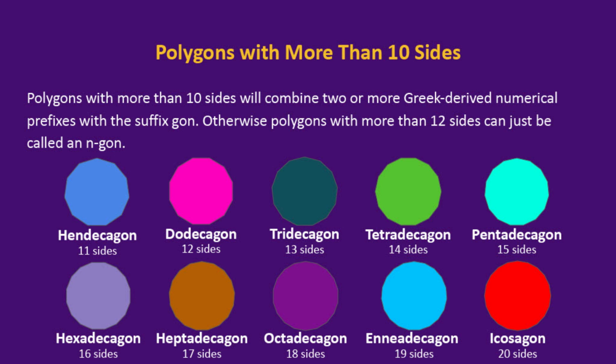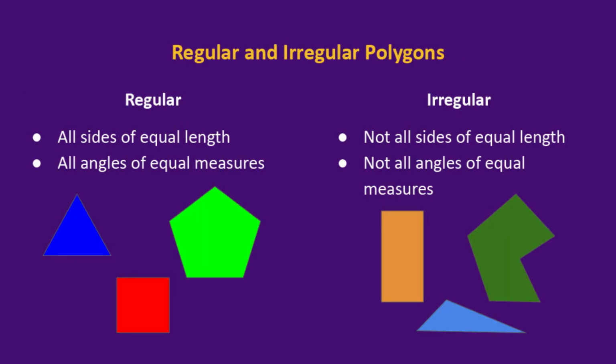Otherwise, with a polygon with more than 12 sides, you can just call it an n-gon, where n represents any number. For example, a 24-sided polygon can be called a 24-gon, a 48-sided polygon can be called a 48-gon, and so on. Polygons are regular when all of their sides are of equal length, and all of their angles are of equal measures. Otherwise, polygons are irregular when not all of their sides are of equal length, and not all of their angles are of equal measures.